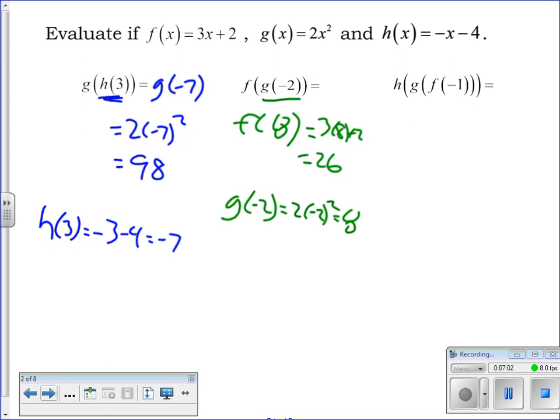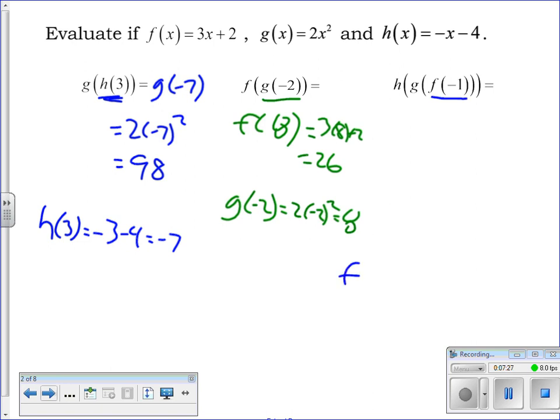How many functions do I actually have going on in the last example? 3. I've got h of g of f. Always start with the inside one first. What's my innermost function? F. I want to find f of negative 1 first. I have to do f of negative 1.